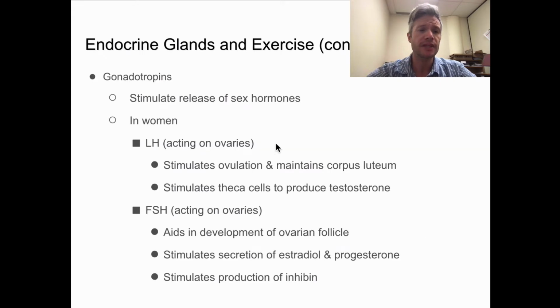So, gonadotropins are hormones produced by the gonads or sex hormone glands. We're going to need to look at both women and men. In women, we have luteinizing hormone that acts on the ovaries, and follicle stimulating hormone that acts on the ovaries as well. Both are utilized for ovulation, with different effects there.